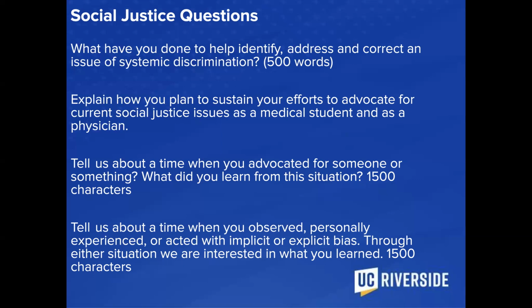Tell us about a time when you observed, personally experienced, or acted with implicit or explicit bias. Okay, this is tough because most people don't want to admit if they had bias. But the truth is that we all have bias. Everybody has bias. And if you're one of those people in denial of that, saying, I 100% never have bias against any person on earth, that's more dangerous to the schools than you being very cognizant of the fact that you have bias. And so they want you to be reflective.